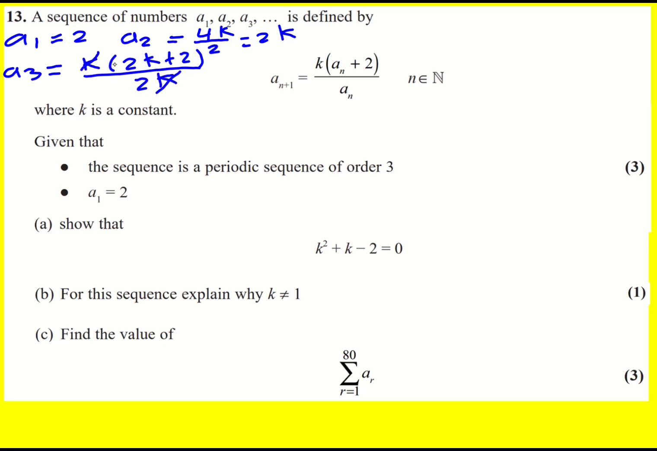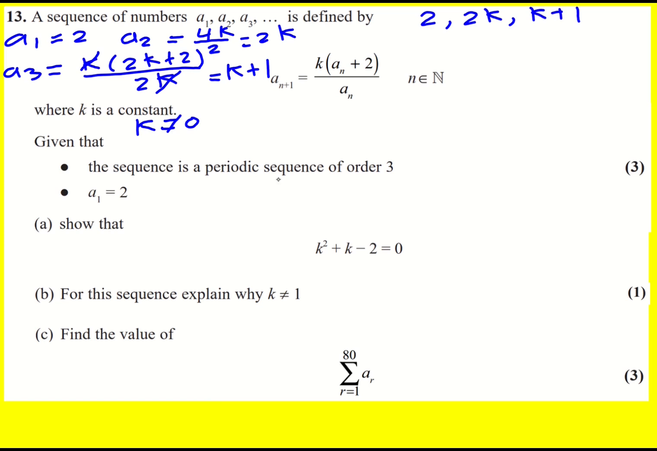Going to cancel out these K's. I am assuming that K is non-zero. If it was 0, we would actually get that A2 was 0, and then we'd be dividing by 0. So I feel like the question should have, I suppose it doesn't have to specify it, but I can say it's definitely not 0. And then it's going to be 2K plus 2 over 2, which actually gives me K plus 1. So far we've got 2 followed by 2K followed by K plus 1.